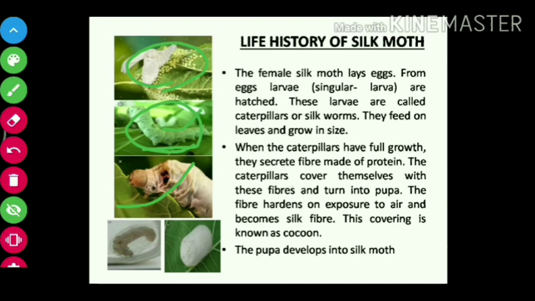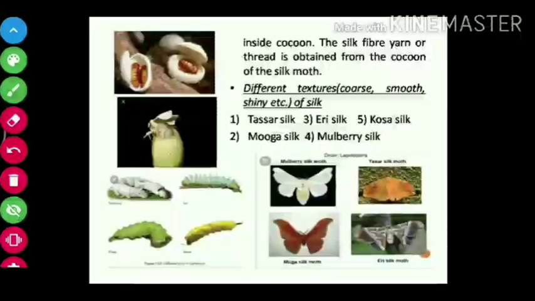The caterpillars cover themselves with these fibers and turn into pupa. Look here, it is covering itself and turning into pupa, and the fibers harden on exposure to air. When the fiber comes in contact with air, it becomes silk fiber. This covering is known as cocoon.